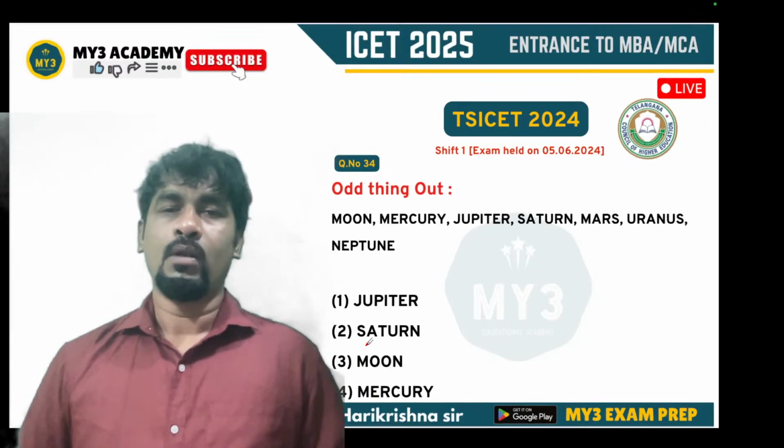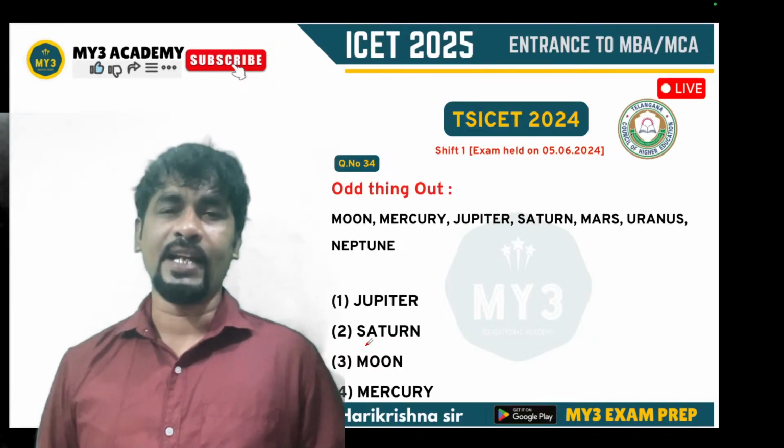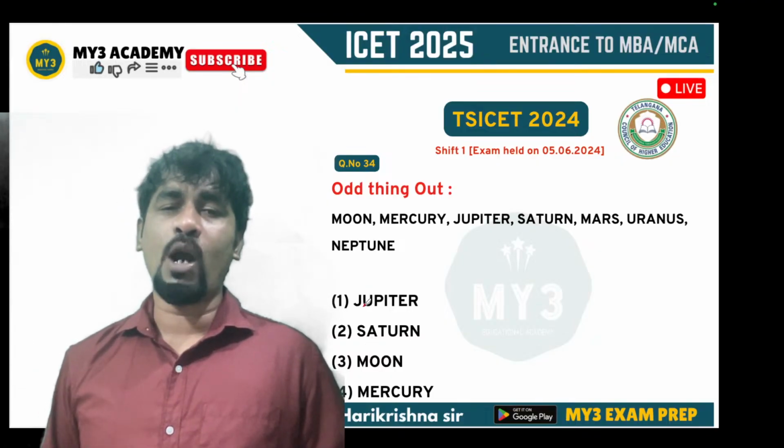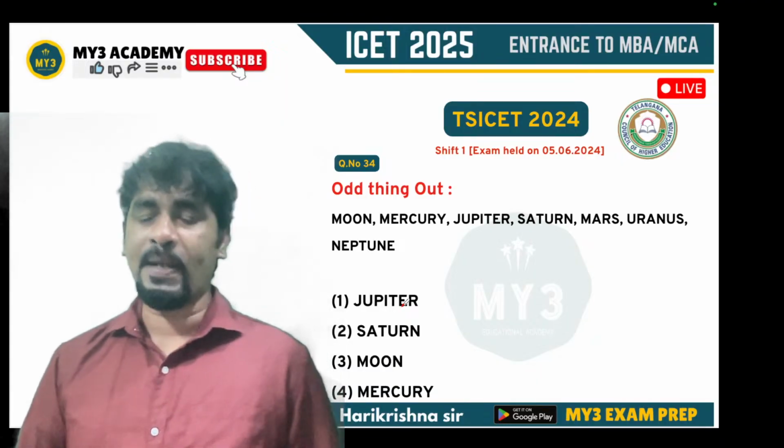Next one. Moon, Mercury, Jupiter, Saturn, Mars, Uranus, Neptune. They have given a sequence like this. And out of this, they have given 4 options. Out of these 4 options, what is the odd man out is the question. What is the answer? I am expecting your response.